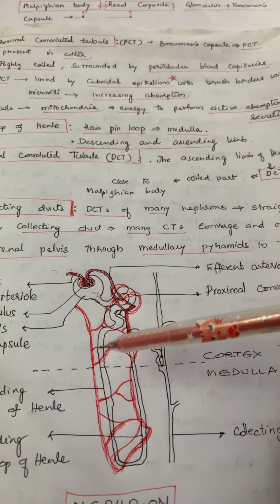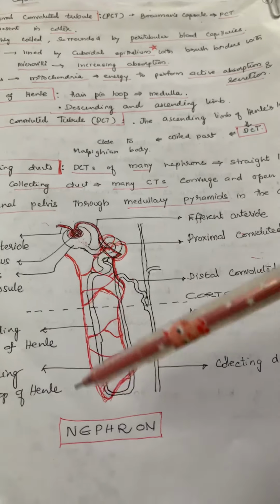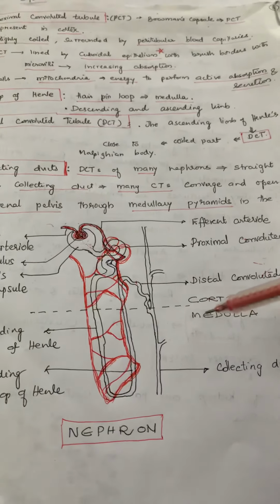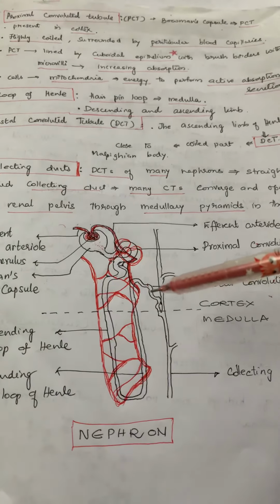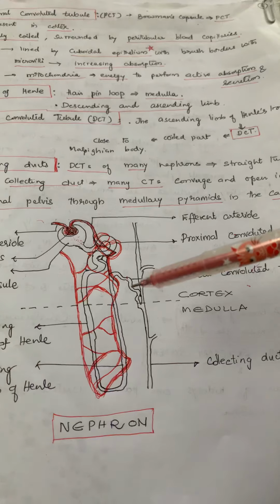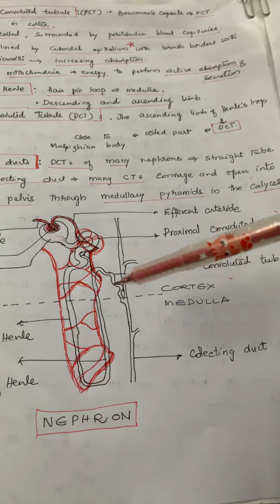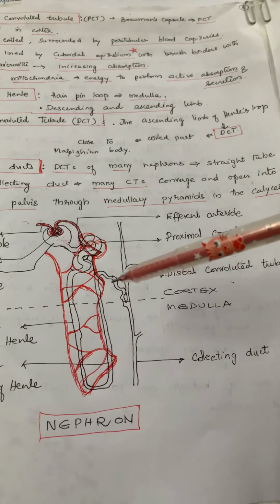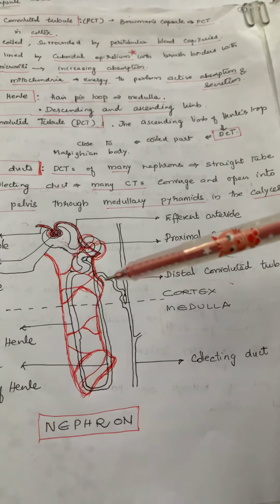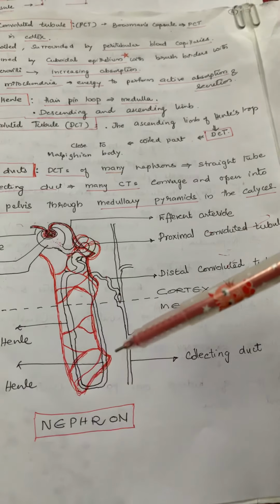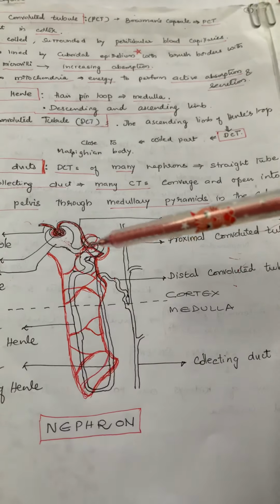And the loop of Henle is the hairpin loop which is present in the medullary region. Then comes the distal convoluted tubule, or DCT. The ascending limb of the loop of Henle leads into the distal convoluted tubule, which is the coiled part, and this will be close to the Malpighian body.